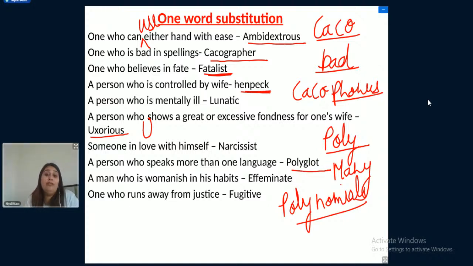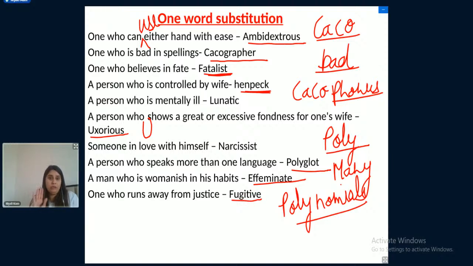A man who is womanish in his habits. See, a person who is male by birth, but his habits are womanish. He prefers wearing womanish clothes, or he prefers womanish habits, is the one who is known as effeminate. How are we going to pronounce this? Effeminate. One who runs away from justice. Okay. So one who is not interested in justice, one who runs away from it, is known as fugitive.